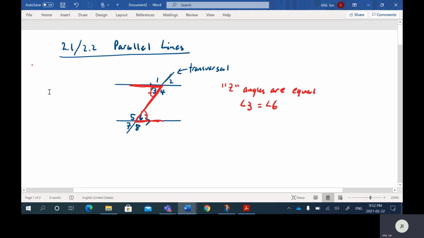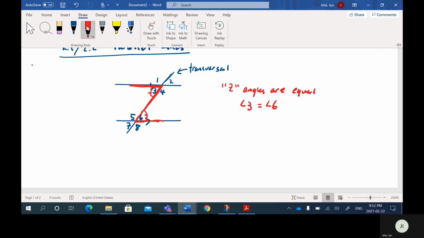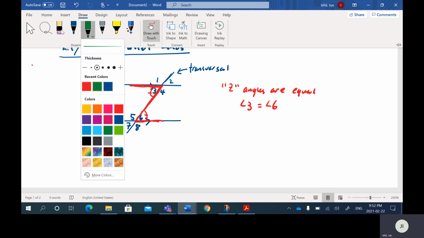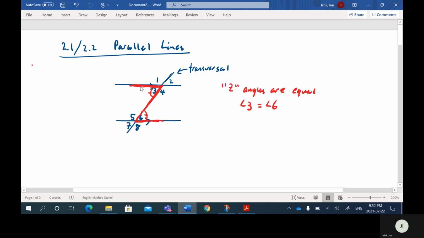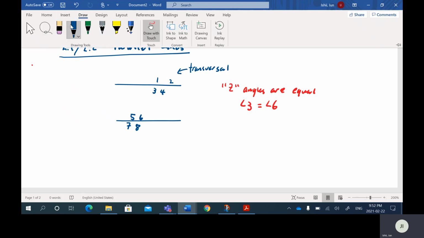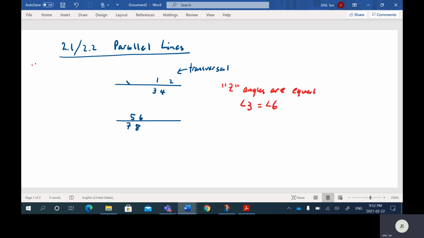Now, with Z angles, they don't actually have to be the letter Z. They can be backwards as well. Let me use a different color here. These two lines are parallel, and let's draw that transversal again. Not the straightest of lines, but anyways, there's a transversal there.